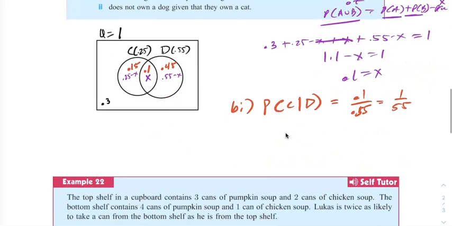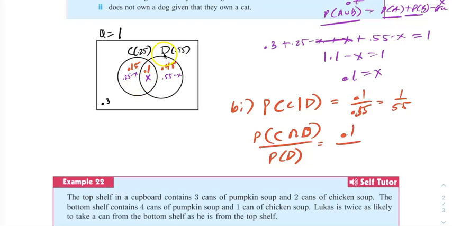The other way to do it is just use a formula. If I have this, the formula would be C intersection D over the probability of the second one, D. C intersection D is just 0.1. Probability of D is 0.55. So same answer. I think a lot of times it's a lot easier to just use the formula. Less thinking. So that's the first one.